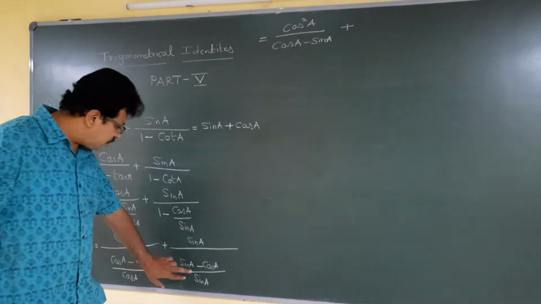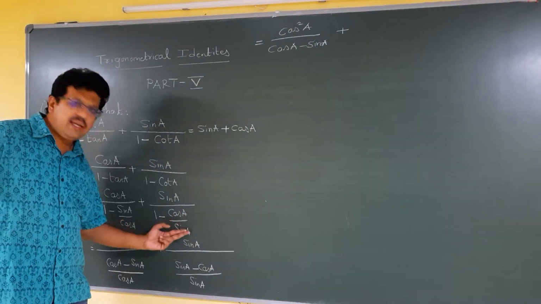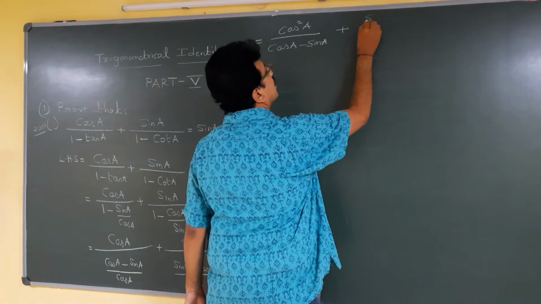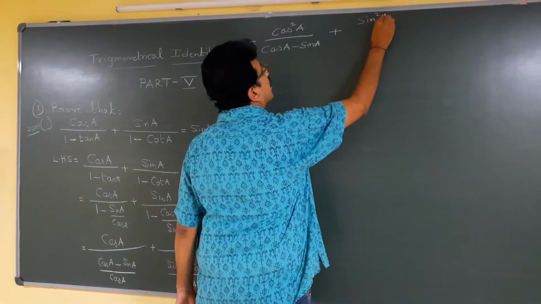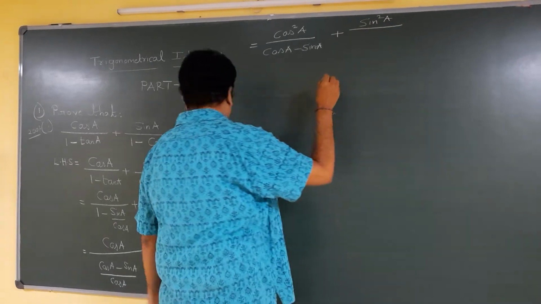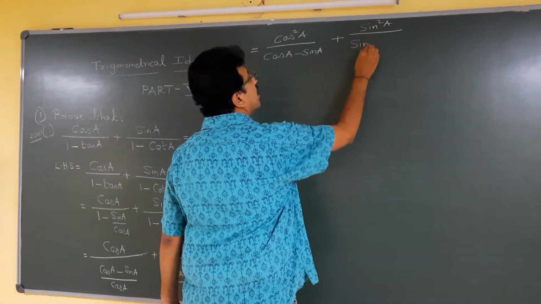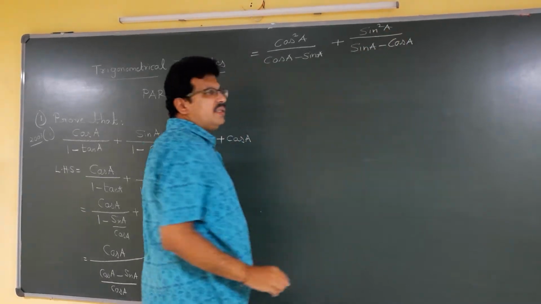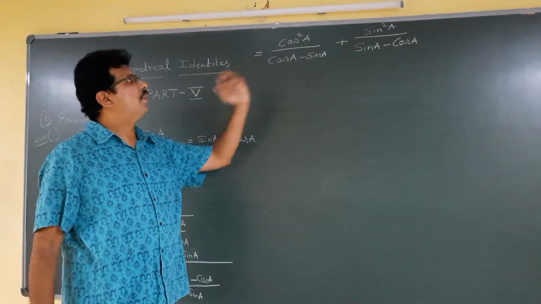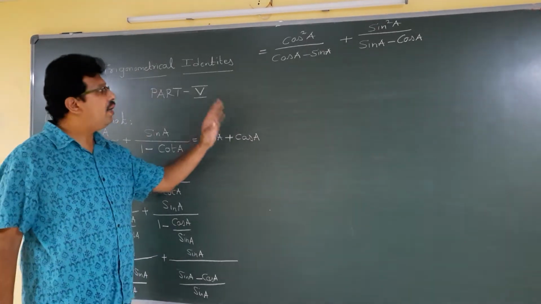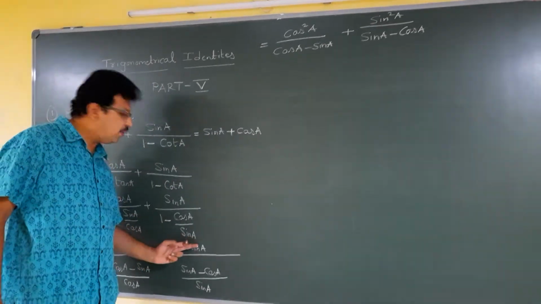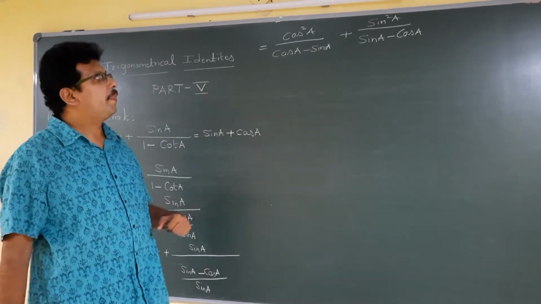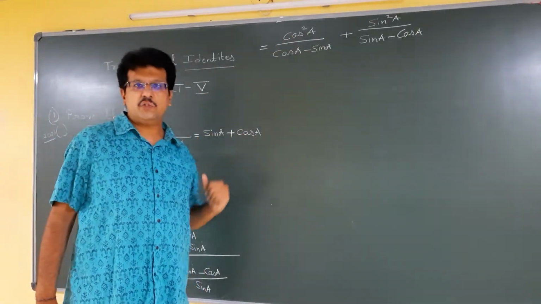And even for this we should take the reciprocal. Sin A into sin A is sin square A, and the denominator part is sin A minus cos A. So this is one of the very important steps here. By taking the reciprocal, we multiply sin A into sin A, sin square A divided by sin A minus cos A. So after this, children, we should take the LCM.